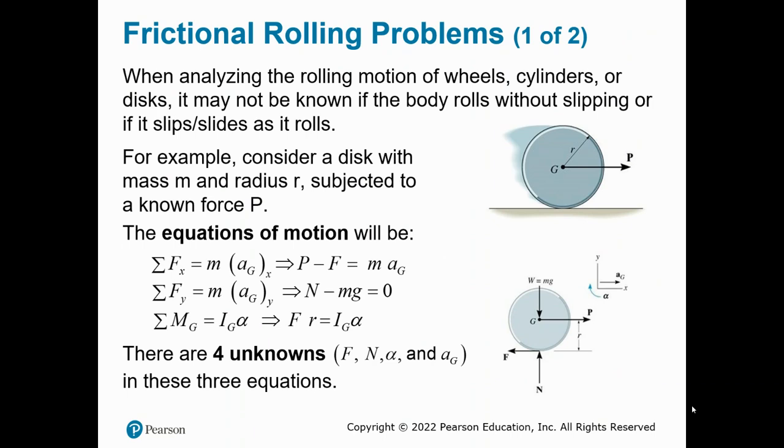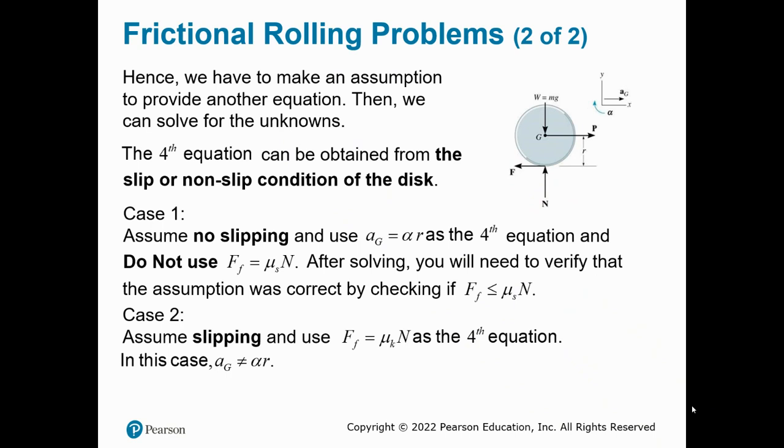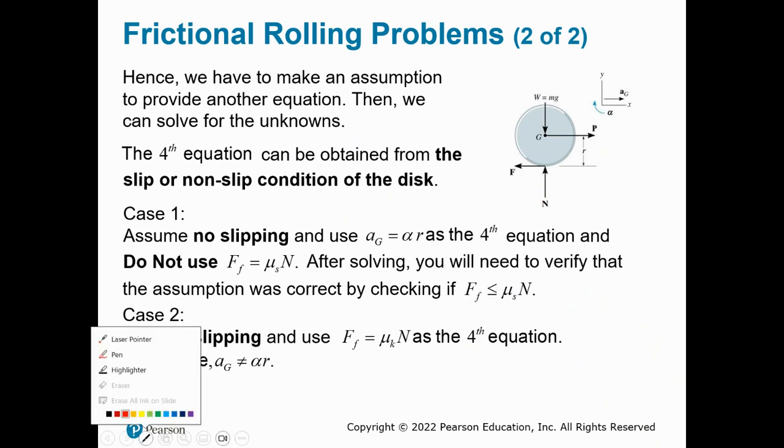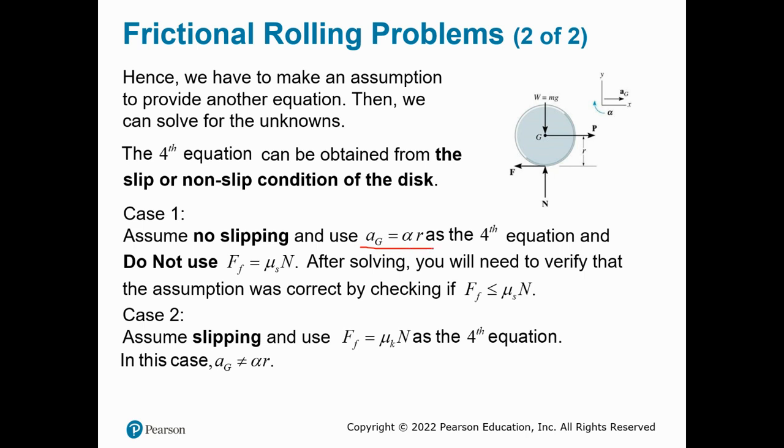There are four unknowns here. We only have three equations, and that's why we need an additional equation to help us solve the problem. The fourth equation can be obtained from the slip or non-slip condition of the disc. We're going to make two different assumptions, starting with no slipping. If no slipping, we can use the equation a_G equals alpha r as the fourth equation. And do not use friction F equals mu_s N. Do not use that if no slipping.